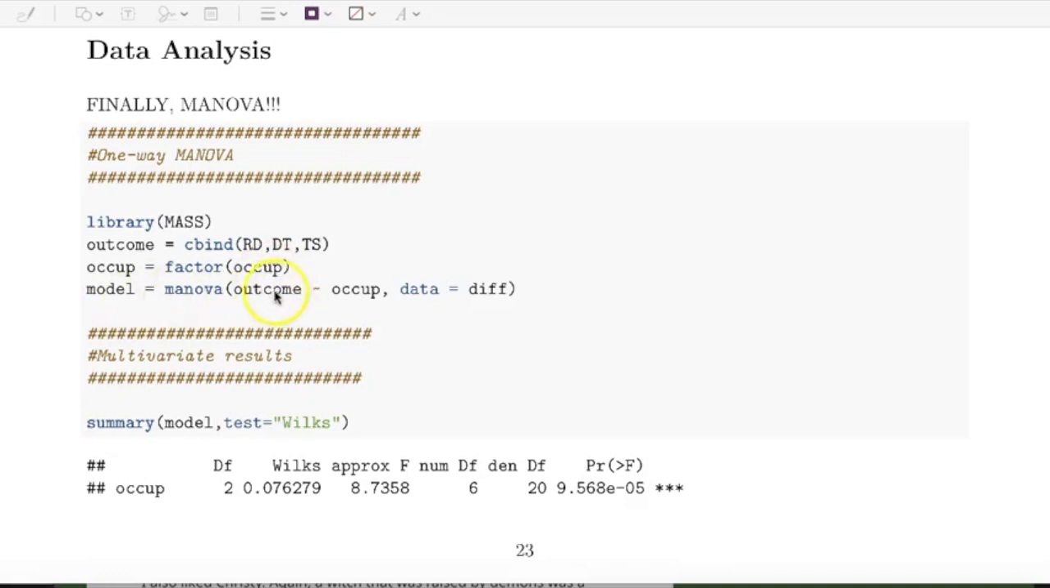I put my dependent variable here, and then I put the independent variable over here. And I tell it from which data set. It's going to be the difference data set. And I'm going to store everything into model. So I'm pretty sure I mentioned this in a previous lecture. Here I have to bind the dependent variables because doing it one by one is not going to work.